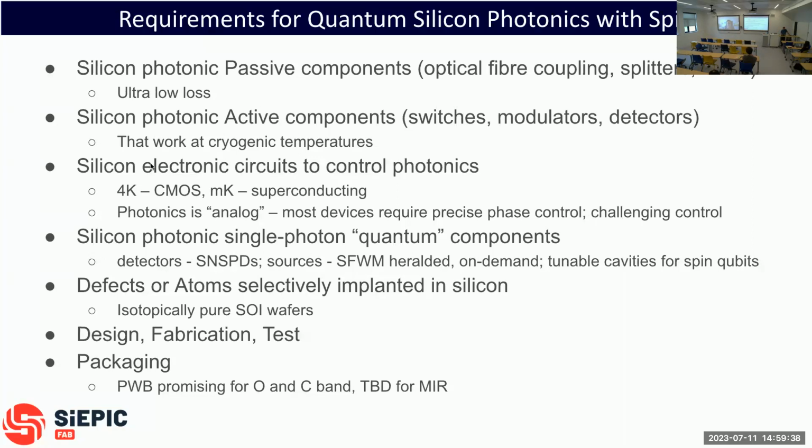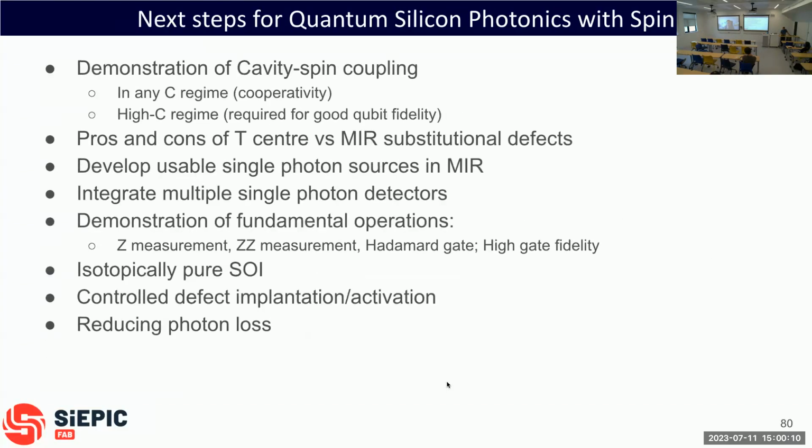Then, these are all kind of classical challenges in a way. And then there are the quantum components, which are the detectors, the sources, the cavities, I guess you could say. And then eventually getting the atoms. I haven't even talked about how to get the atoms into the cavities. That's another challenge. And then the whole design, fabricate, test cycle, so being able to complete these experiments and finally put them into a system that works. So we think we have a way of doing it for O and C band, which are the telecom wavelengths. We still have work to do on the mid-infrared. So yeah, next steps.